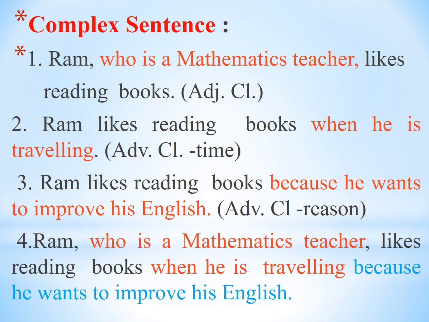The first one is "who is a mathematics teacher." The second dependent clause is "when he is traveling," and the third one is "because he wants to improve his English." In this way there are three dependent clauses and one independent clause in this complex sentence.